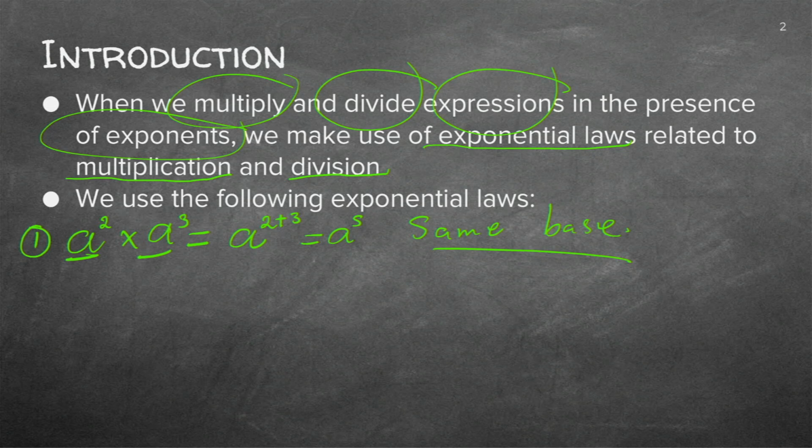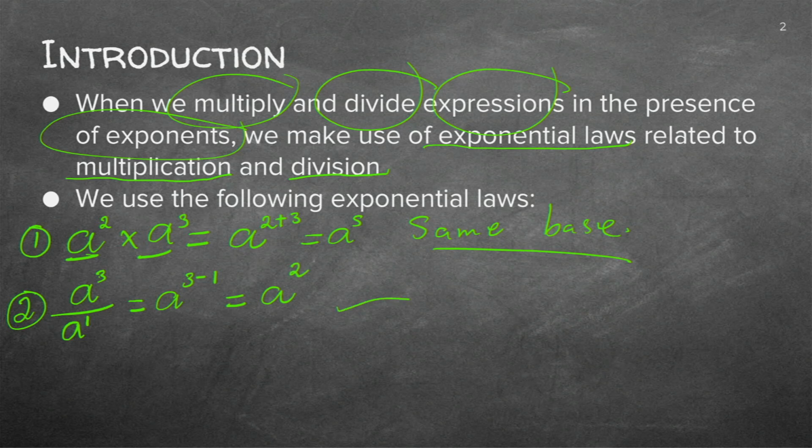Now, law number 2. The second law revolves around division. If you are dividing a to the power of 3 by a to the power of 1, if the bases are the same under division, you simply take one base and subtract the exponents. That is why you'll be left with a to the power of 2.